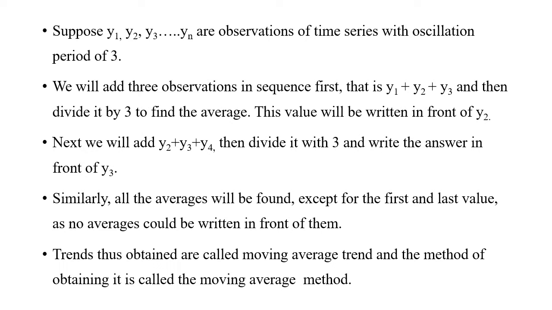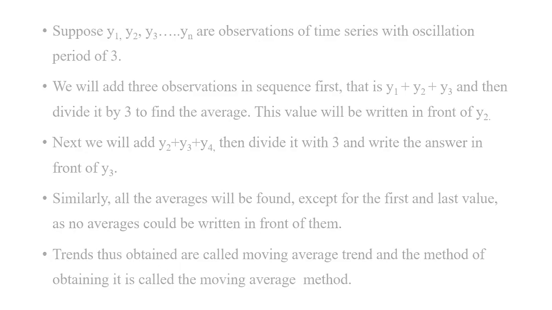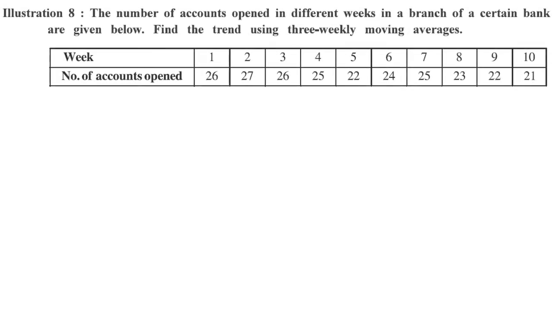Now let us take an illustration to understand it. We will take illustration 8. The number of accounts opened in different weeks in a branch of a certain bank are given below. Here the weeks are 1 to 10 and the number of accounts opened is given. We have to find the trend using 3 weekly moving averages. Here the moving average is to be taken for 3. We have to take 3 as the oscillation period here.